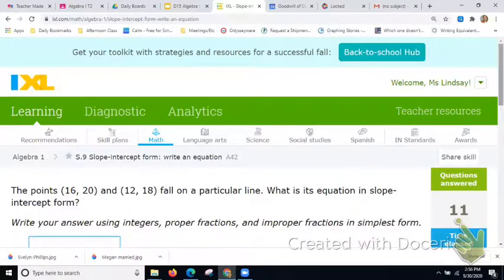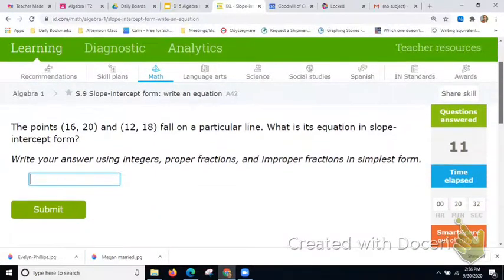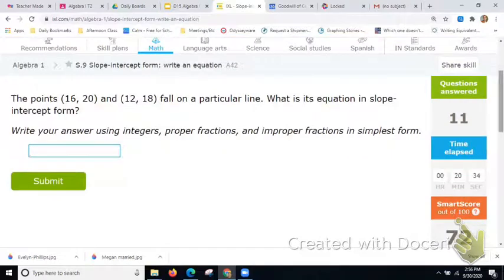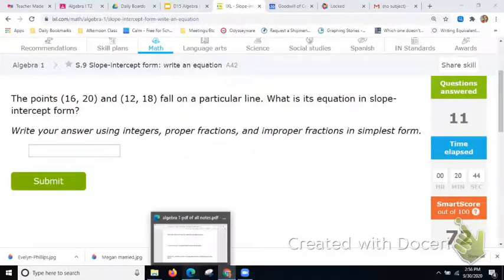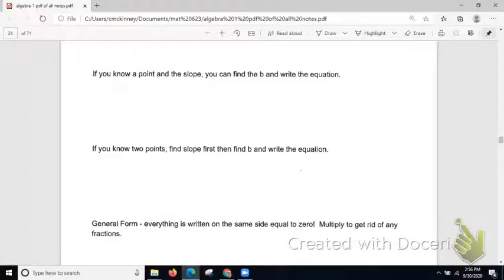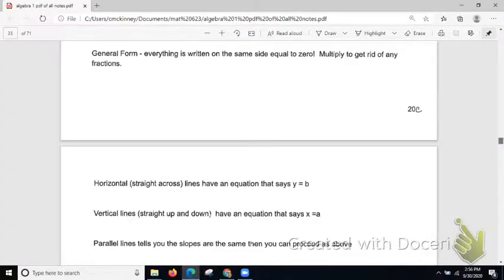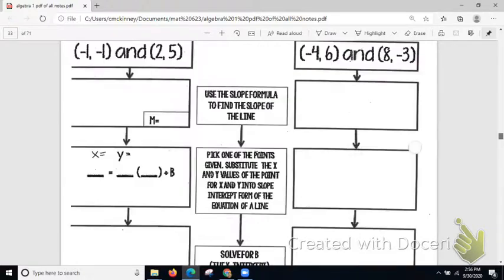Aha, now they've changed it up again on us. Now we don't know the slope. You guessed it, back to our notes. All right, back to my notes. We need to figure out how we do it if we don't know the slope. So back to the fun page with the boxes.